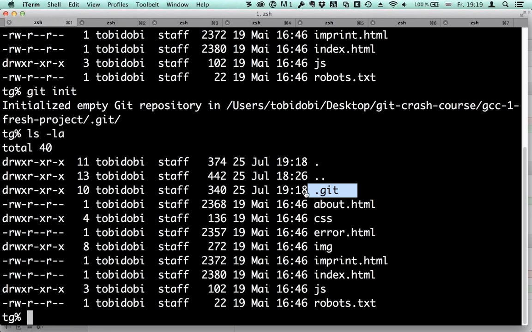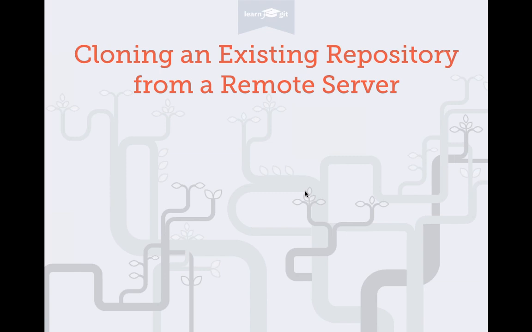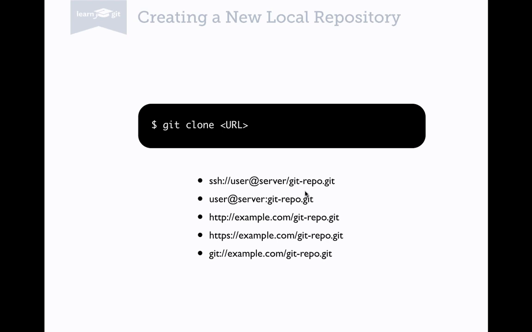Okay, so let's go one step further and look at cloning an existing repository from a remote server. You remember that I already explained cloning is a Git word for downloading a project from a remote server and getting your own local copy of the project. So the command that is used for this action is the git clone command, appended by a URL. And the URL can take many forms.